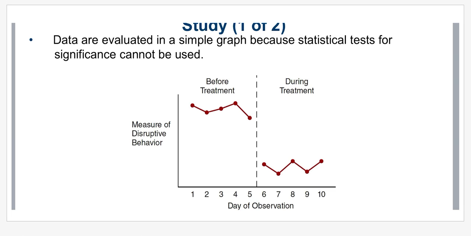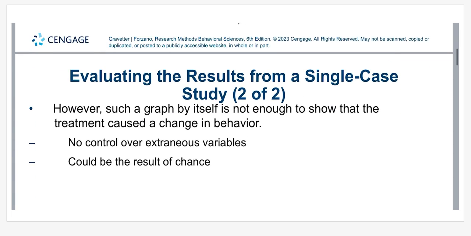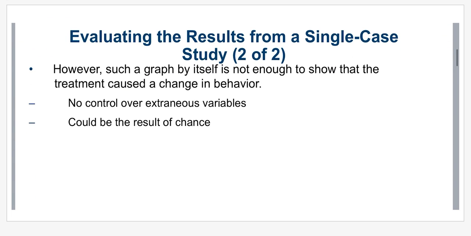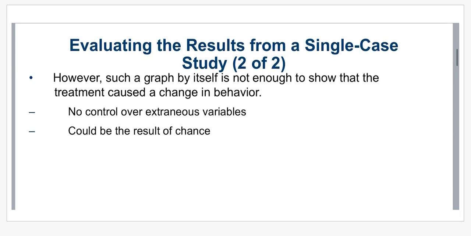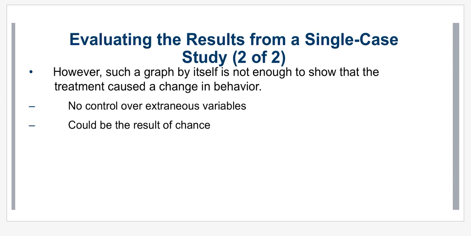But the problem with just this simplest form, simplest design, is that the graph is not enough to show that the treatment was the only cause, because there could have been outside factors that caused this dramatic dip in disruptive behavior. Maybe they were tired, maybe they got sick, maybe they made a new friend and they were happy and they didn't act out in class anymore. I mean, you just never know, right? And so it could also be the result of chance. That's the second concern here. It literally could just be chance.